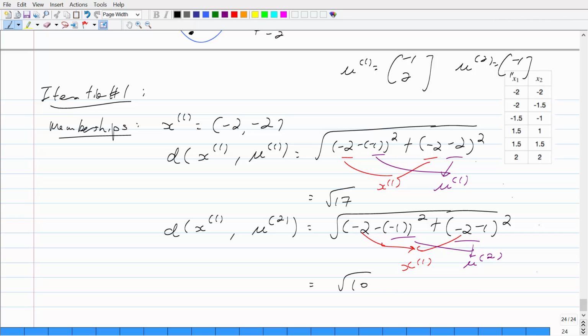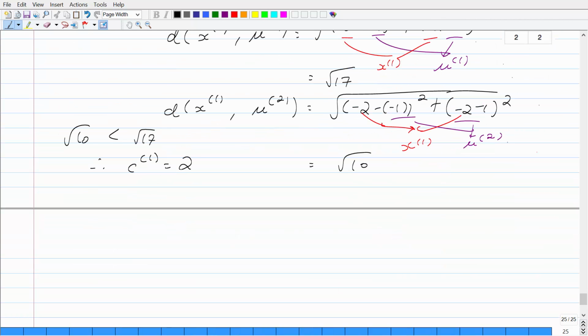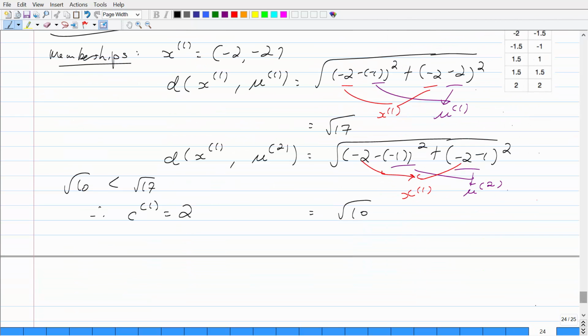So which of these is smaller? Obviously, square root 10 is smaller than square root 17. So the membership for example number 1 belongs to cluster number 2, because the smallest distance is to the second centroid, D2. Square root 10 is less than square root 17, therefore the membership for the first example belongs to cluster number 2. All right, let's do it for the second one.